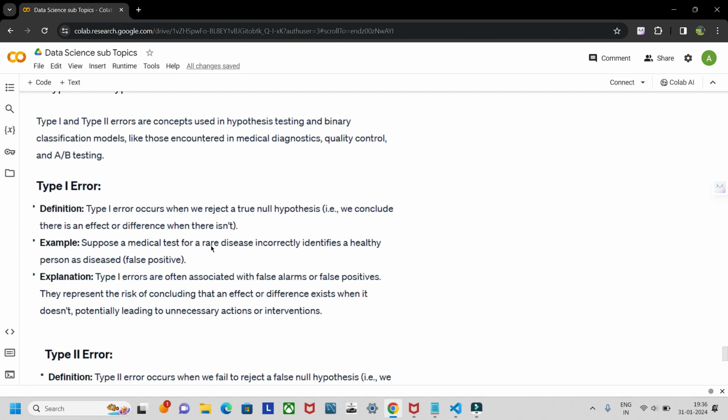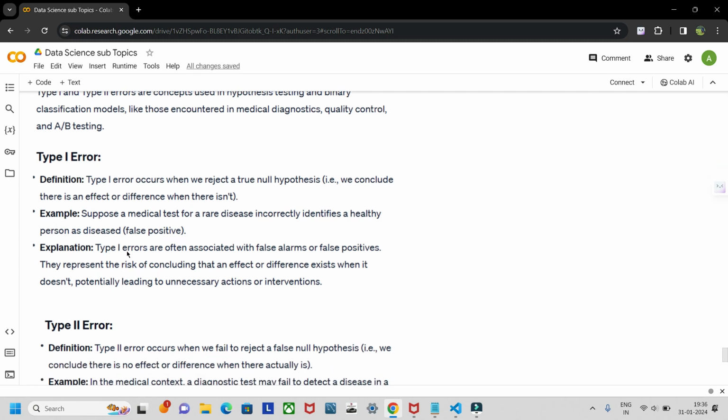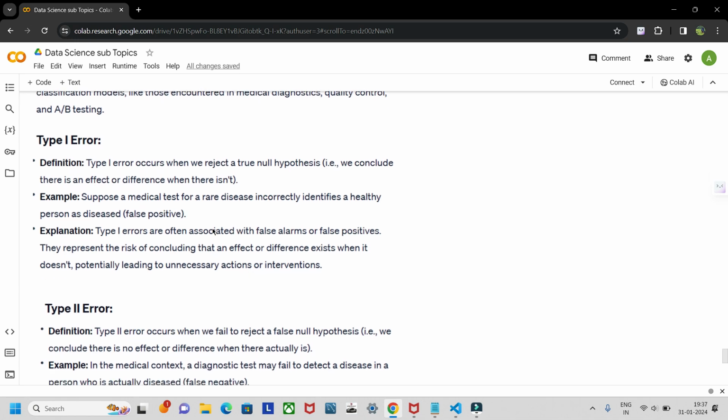Coming back to this example again: a medical test for a rare disease incorrectly identifies a healthy person as diseased. If you identify a healthy person as diseased, it is known as a false positive. Type 1 errors are often associated with false alarms. They represent the risk of concluding that an effect or difference exists when it isn't, potentially leading to unnecessary actions or interventions. So there is a risk if these errors occur.